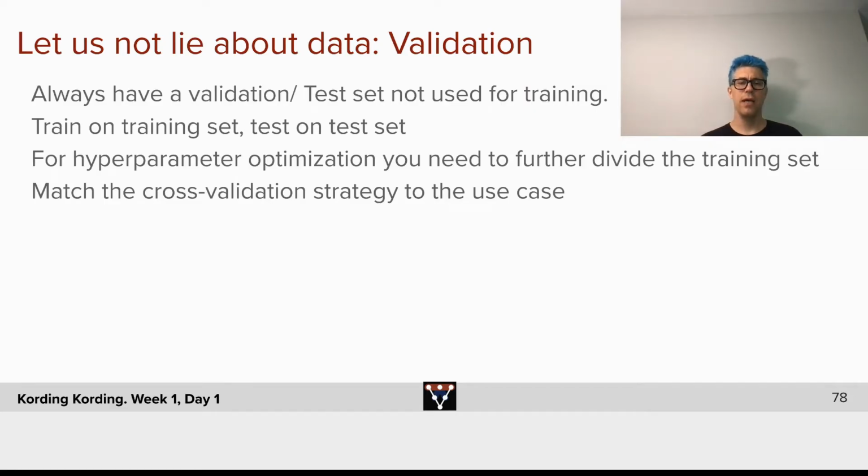If we train on the same data set that we test on, we will have massive overfitting. So we want to split the data into a data set that is only used for training and another data set that is only used for testing. Under a lot of circumstances, you want to have another data set that you don't even look at. But let's stay away from that. For hyperparameter optimization, you need to further divide the training set. You will hear more about that at a later point in time. So you always need data to train on and data to test on.